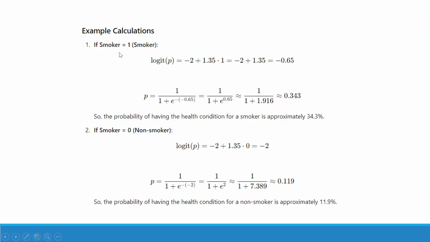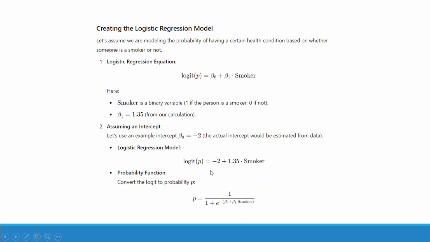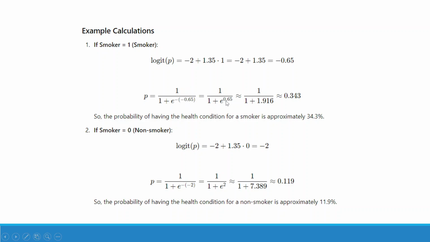So if a person is a smoker, logit P is equal to minus 2 plus 1.35 into 1. If we solve this, we get the value minus 0.65. So P, if we insert this value into this equation, we get the value 0.343. So the probability of having the health condition, the disease, for a smoker is approximately 34.3%.